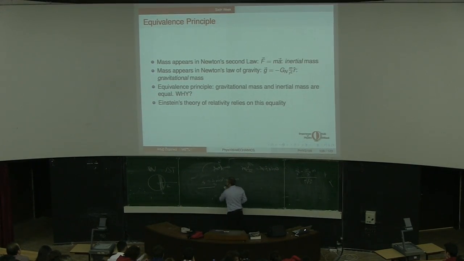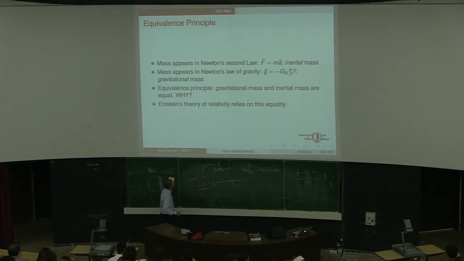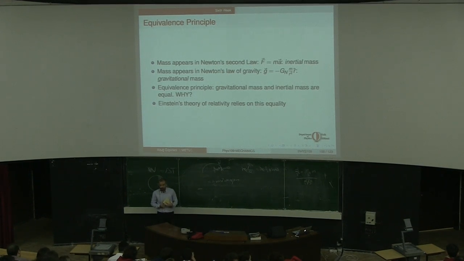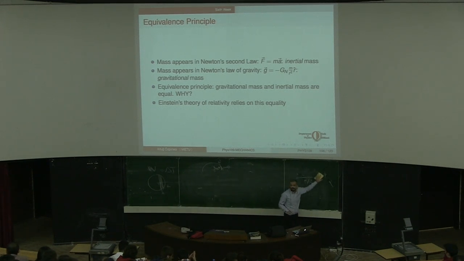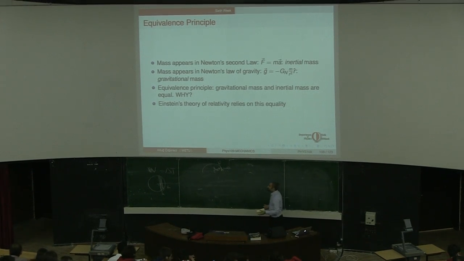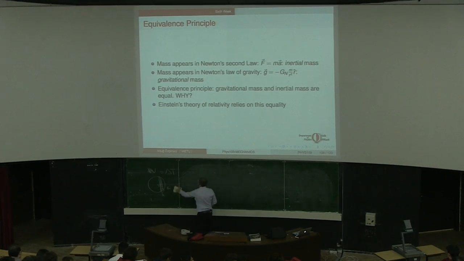And then the mass also appeared as the source of gravity. If you have any massive object, it creates a gravitational field which will attract other masses. And in principle, these two masses can be completely different. There is no fundamental principle that we know that tells us that these two masses should be the same. But they just turn out to be the same. We are trying to measure if there is any difference between the two, and until now we always failed.